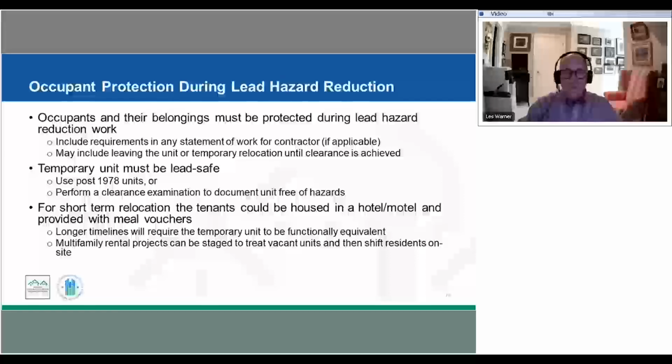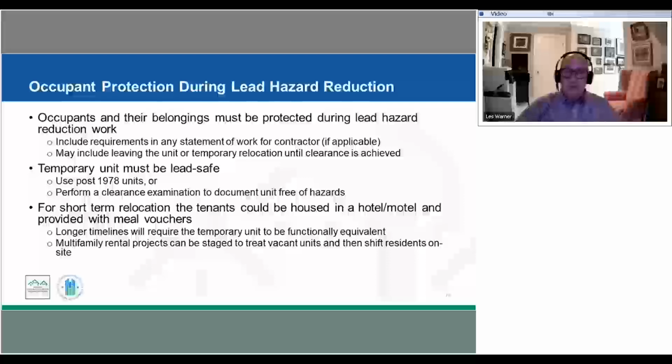So a lot of times we're going to see short-term relocation where maybe we're going to need them out of that unit for 24, 48 hours while we're completing that work. And so in those cases, we may be able to give them a voucher and put them in a hotel or motel where they don't have cooking facilities and give them meal vouchers. If they're going to have to be out of that unit longer term, then we may need to put them into more of a rental unit and cover that. So all of that would be part of our project costs, and we would need to plan for that, stage that, to make sure that we're able to do that.